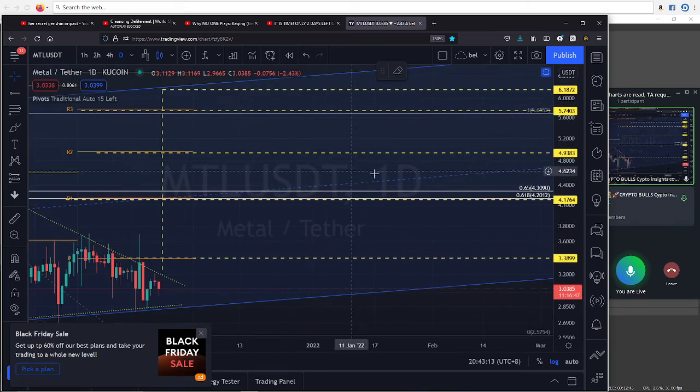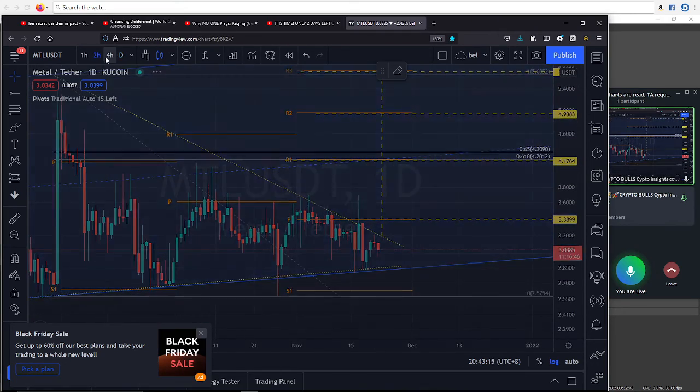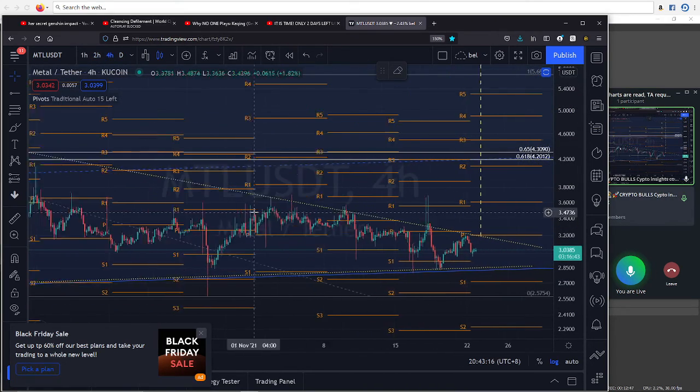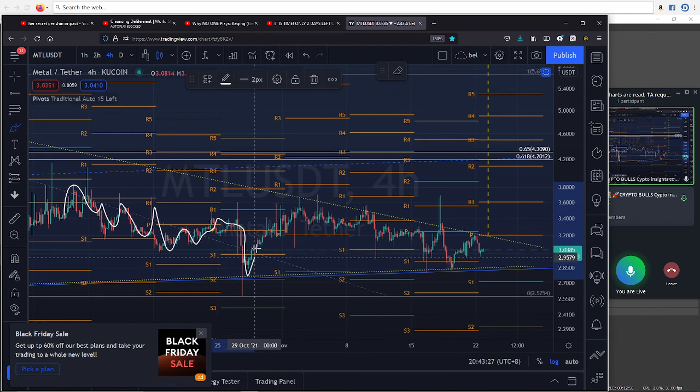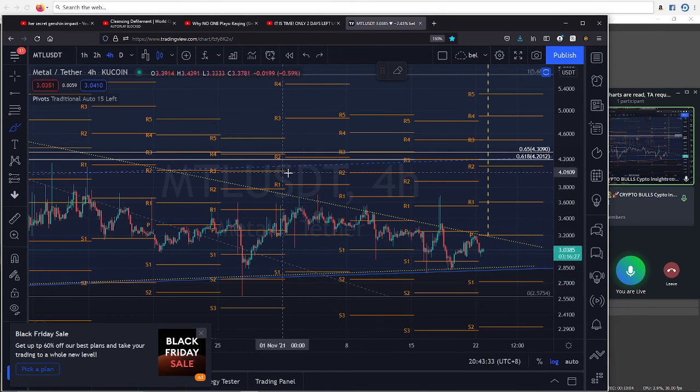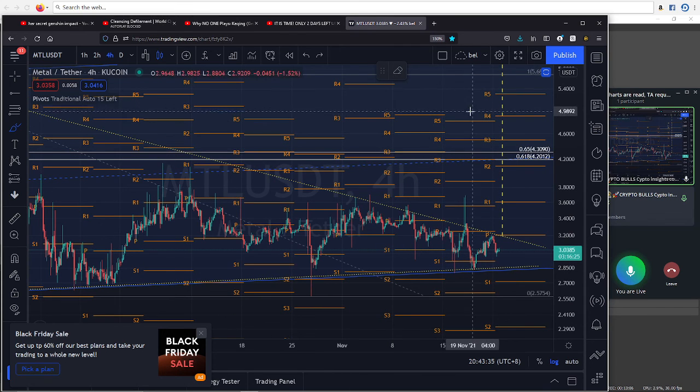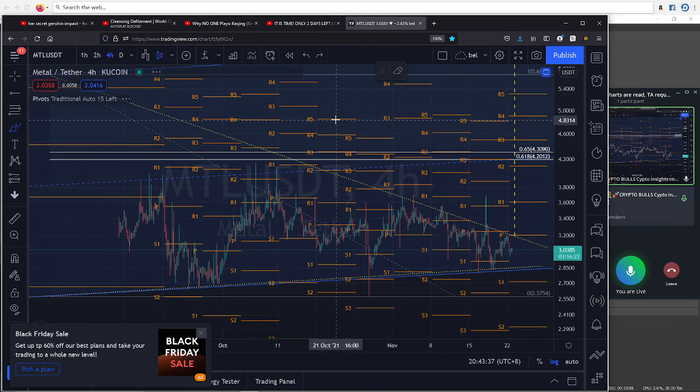So if you really want to take a look at how the pivot works, go down to a lower time frame. You see how the price action gets rejected and supported by all these pivot levels. Rejected, supported, rejected, supported, supported, rejected, supported. So all these are averaged out levels to look at. These are the pivot points.